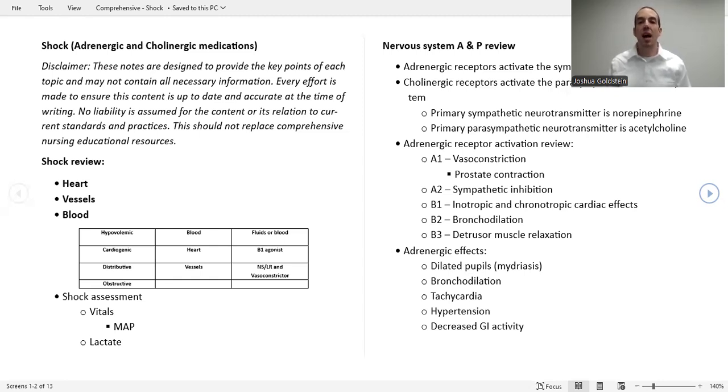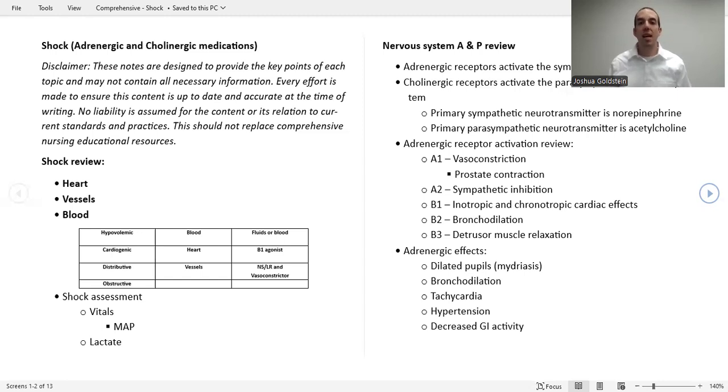Beta-1 is going to be inotropic and chronotropic cardiac effects. There's another word here you should know. Contractility is how hard the heart beats. Inotropic is usually used interchangeably with that, also about how hard the heart beats. Chronotropic is related to time, like chronological order. It's the same root of the word there. So basically, beta-1 is going to make the heart beat faster, harder, stronger.